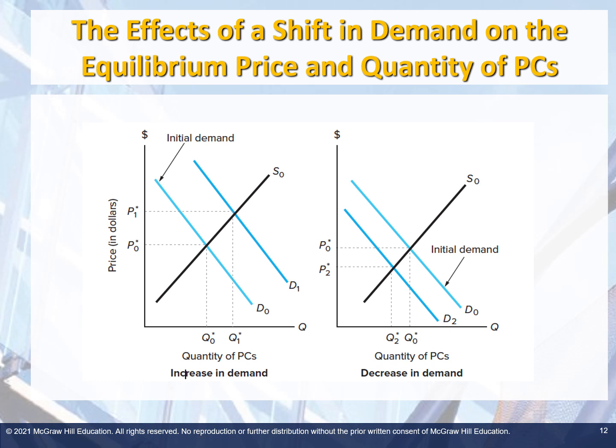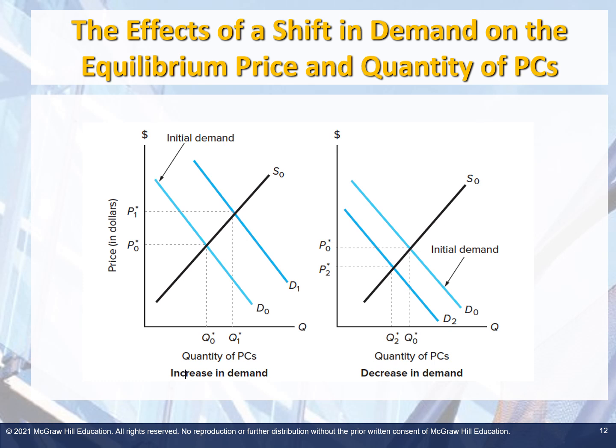When there's an increase in demand for PCs, the demand curve shifts to the right. This shift leads to a higher equilibrium price and a higher equilibrium quantity. For example, if a new technology makes PCs more desirable, maybe the laptop is lighter weight or the battery lasts longer, more consumers will want to buy them, driving up both the price and the quantity sold.